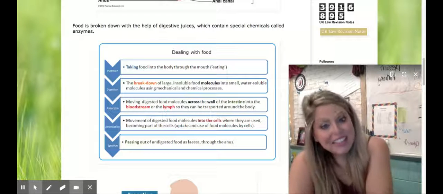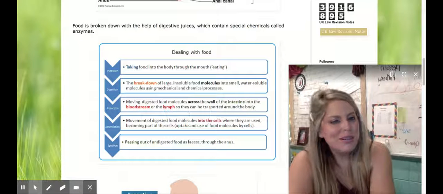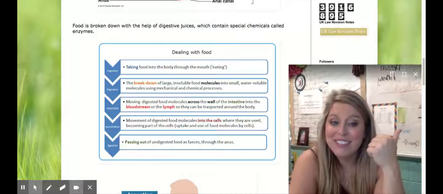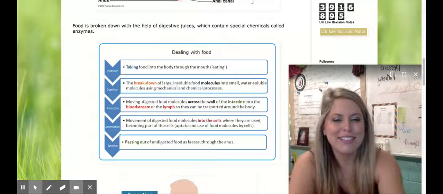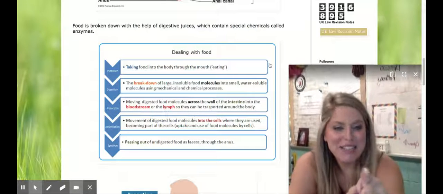And then finally, egestion. Egestion is where we pass out the undigested food in the form of feces through the anus. Greatest part to talk about in this unit. Know you love it. All right, make sure you get those definitions down.